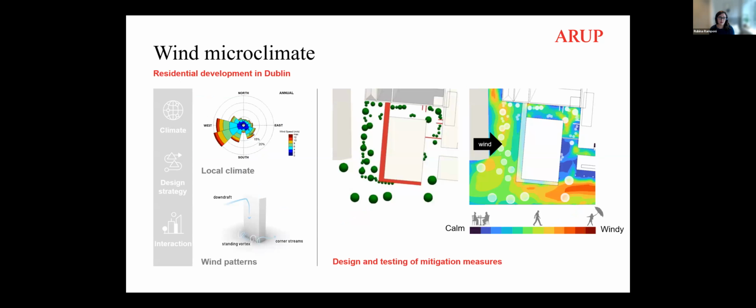The first is a wind microclimate project. This is a pretty typical question in Ireland, because buildings that are taller than their surroundings, or taller than about 6 stories, tend to bring stronger wind down to the ground, and sometimes they create wind issues for pedestrians and cyclists.